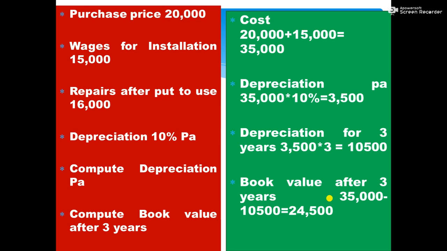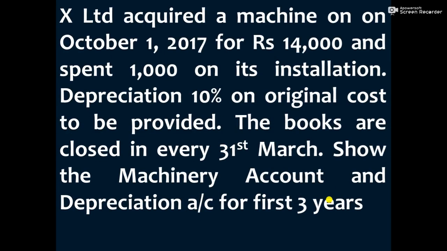In any question, if depreciation percentage is given, apply that percentage on the original cost of the asset. We will see another example. X Limited acquired a machine on October 1, 2017 for rupees 14,000 and spent 1,000 on its installation. Depreciation 10% on original cost is to be provided. The books are closed on every 31st March. Show the machinery account and depreciation account for the first 3 years.